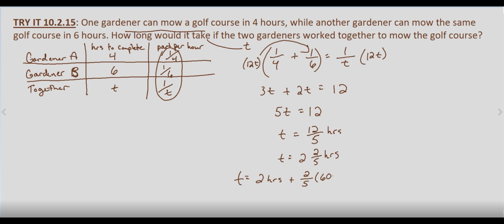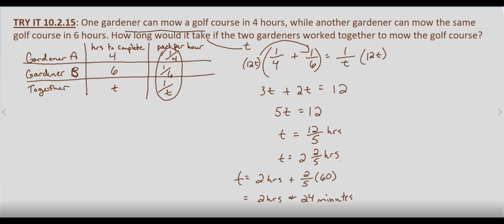times 60 minutes, which equals 2 hours, and 60 divided by 5 is going to be 12 times 2 is 24 minutes.